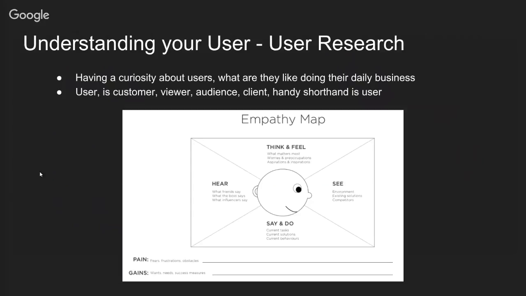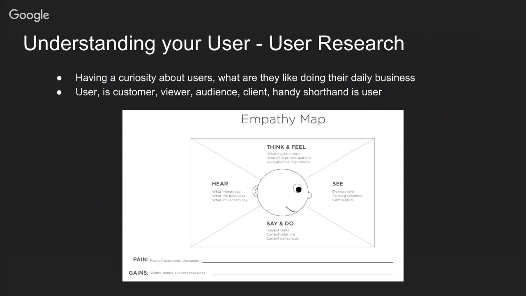So here we have an empathy map, which basically is showing how we would describe what the user thinks and feels. So we're concerned about what matters most to the user. We're thinking about what their worries and their preoccupations are. Think about what they want to achieve in the application. On the see section, on the side of sight, we're looking at the environment, the existing solutions, and the competitors. You need to know what's out there, what their alternatives are. Saying and doing: down there, we have the current task, the current solution, and the current behaviors.